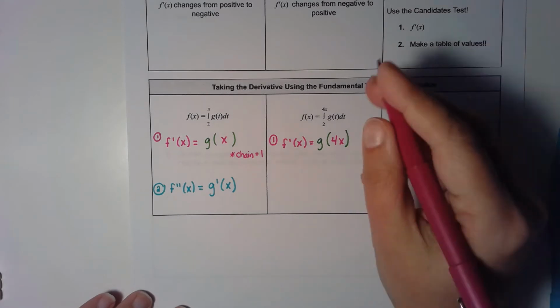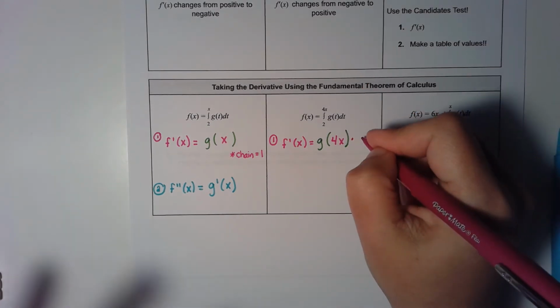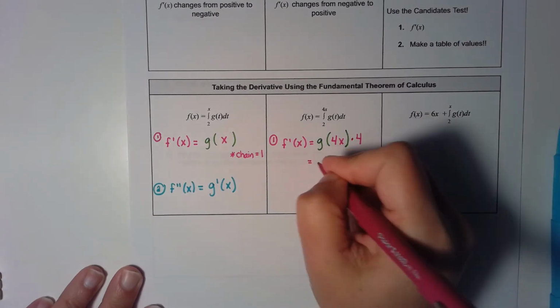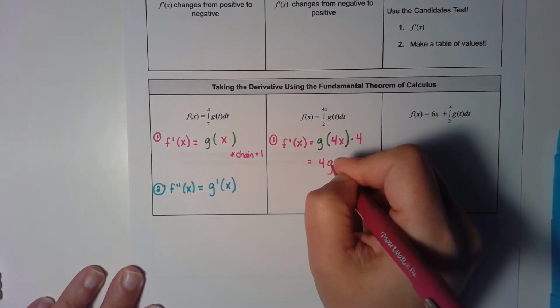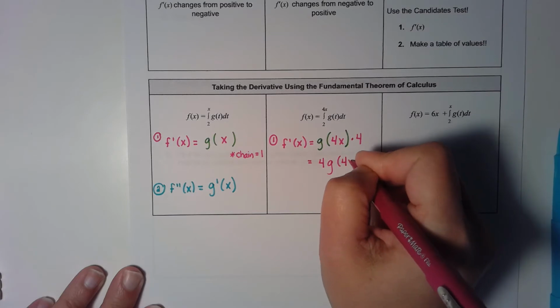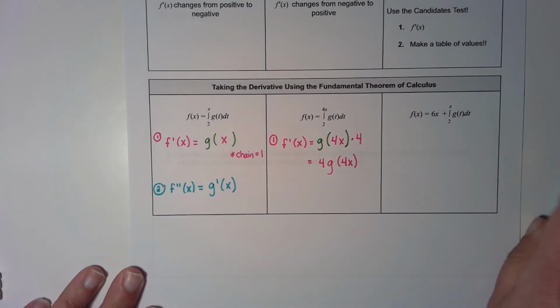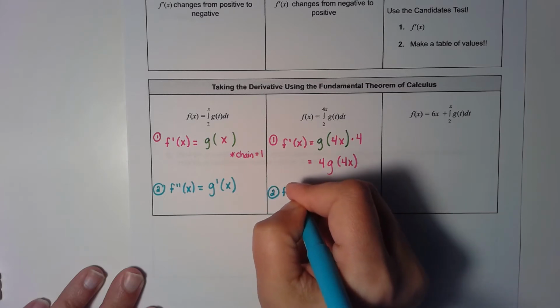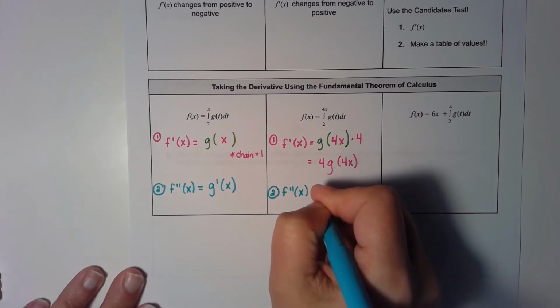And then we need to do the chain rule. Now this time, since the chain is not 1, it's 4, we need to actually write it down, which means my simplified derivative function would be 4g of 4x. Now to find my second derivative here, so the second derivative of f, I need to find the derivative again.